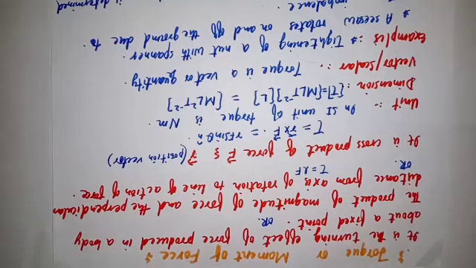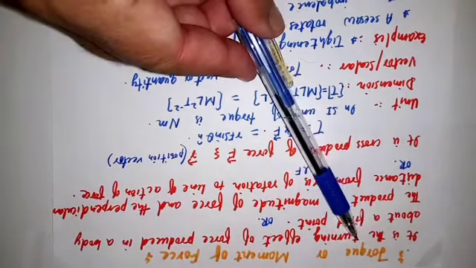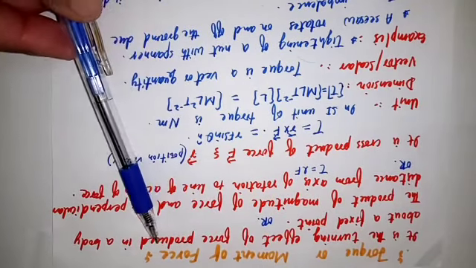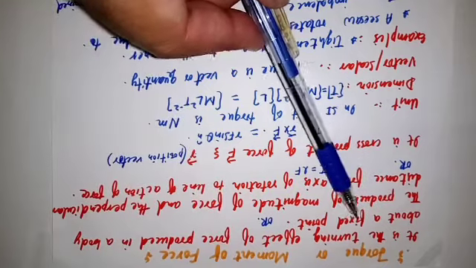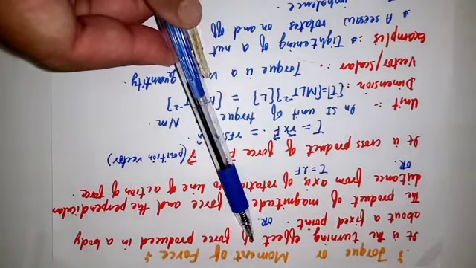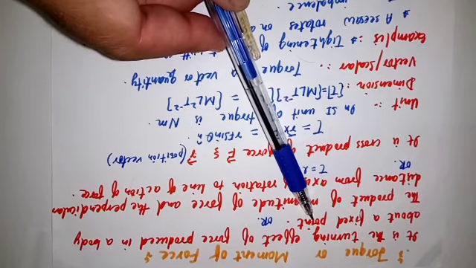We are here with a new topic, torque or moment of force. So what is torque? Torque is the turning effect of a force produced in a body about a fixed point, and that fixed point around which the body rotates or turns around is called pivot.